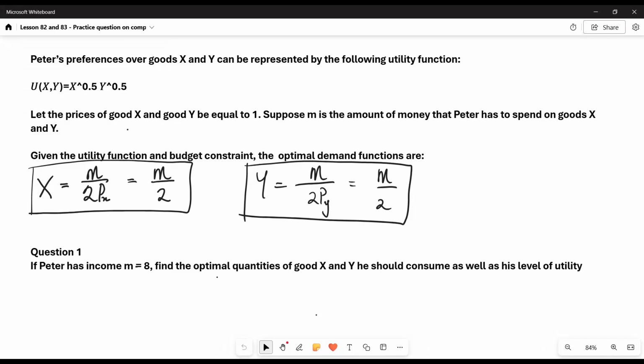Hi, welcome back. Our previous lesson was on compensating and equivalent variation. Today we'll be moving on to practice questions on these two concepts.